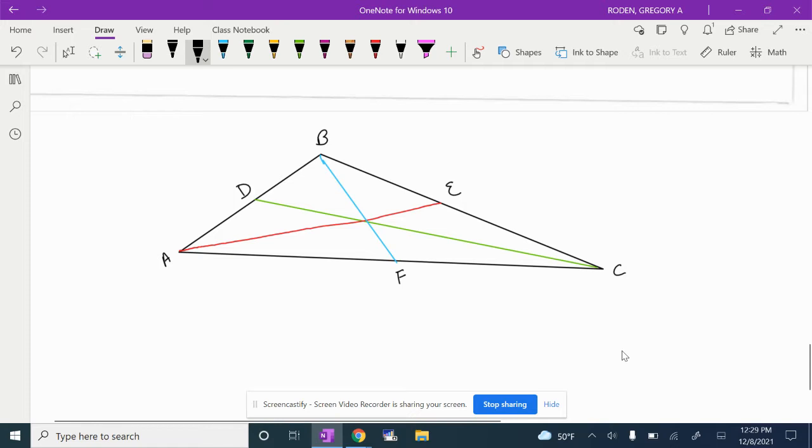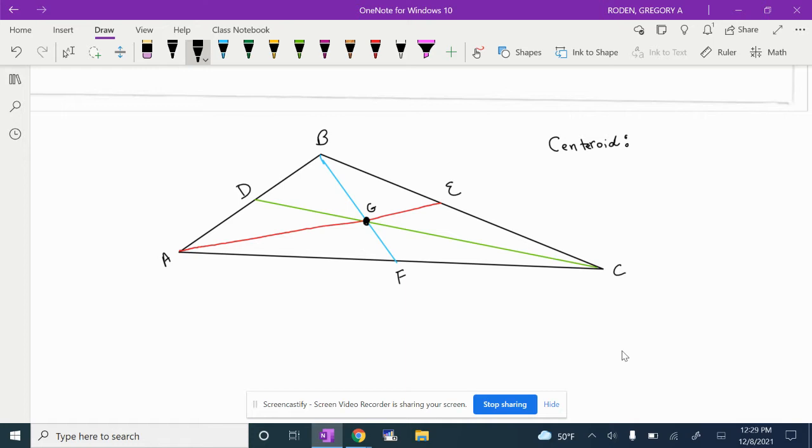All right, so this point right here we'll call point G, and G is called the centroid of the triangle. The centroid is the point of concurrency where the three medians of the triangle intersect. They are concurrent because all three of them go through the same point at G. Now, this centroid has some really cool things about it.